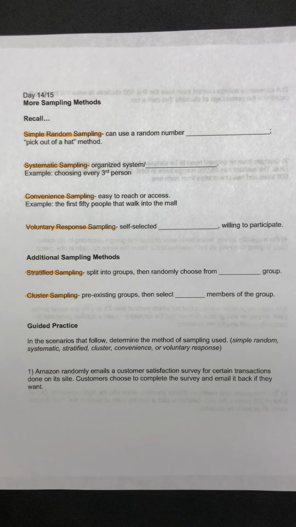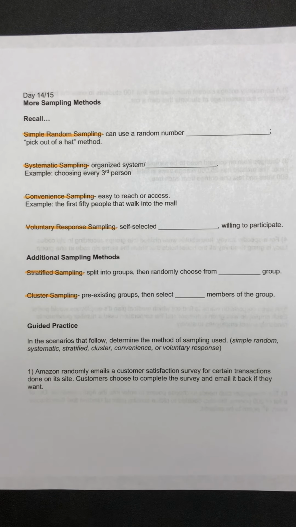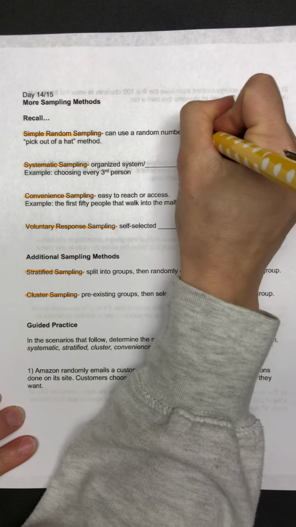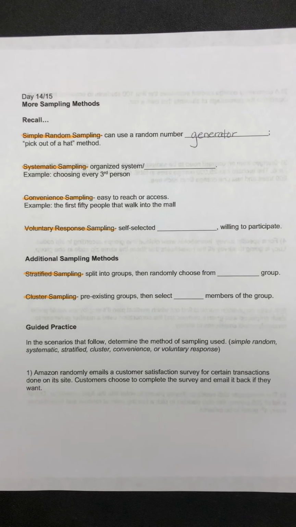All right, so let's recall some of the sampling methods that we've learned so far. Simple random sampling is when you use a random number generator. So that's one way. You could put a whole list and it just generates a whole bunch of numbers randomly, and that's simple random sampling. Or we also call it the pick out of a hat method, where you could put names in a hat or put numbers in a hat, and you're just picking at random some certain amount of numbers.